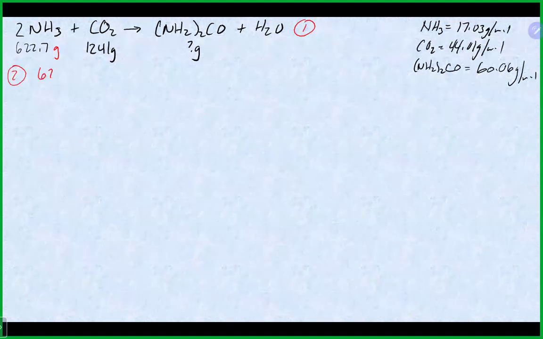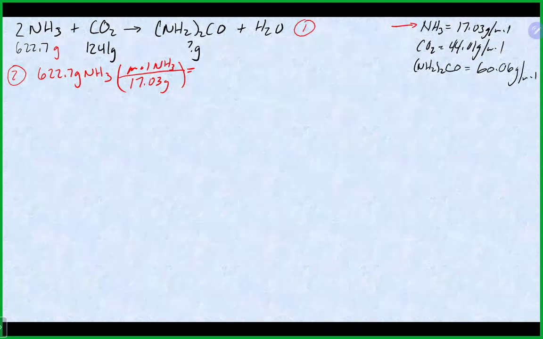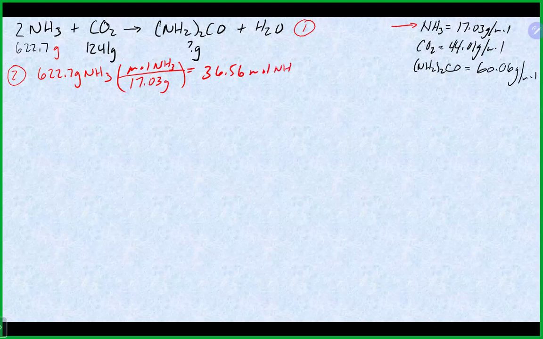So we're going to take our 622.7 grams of NH3. They were nice enough in this problem to give you the molar mass of NH3. Once again, if it's not given to you, you need to go to the periodic table and calculate it yourself. We'll use that as a conversion factor here. Again, grams are going to go on the bottom, so we end up with moles up on top. And that's going to give us, for our NH3, 622.7 divided by 17.03. We're going to end up with 36.56, it looks like, moles of NH3.